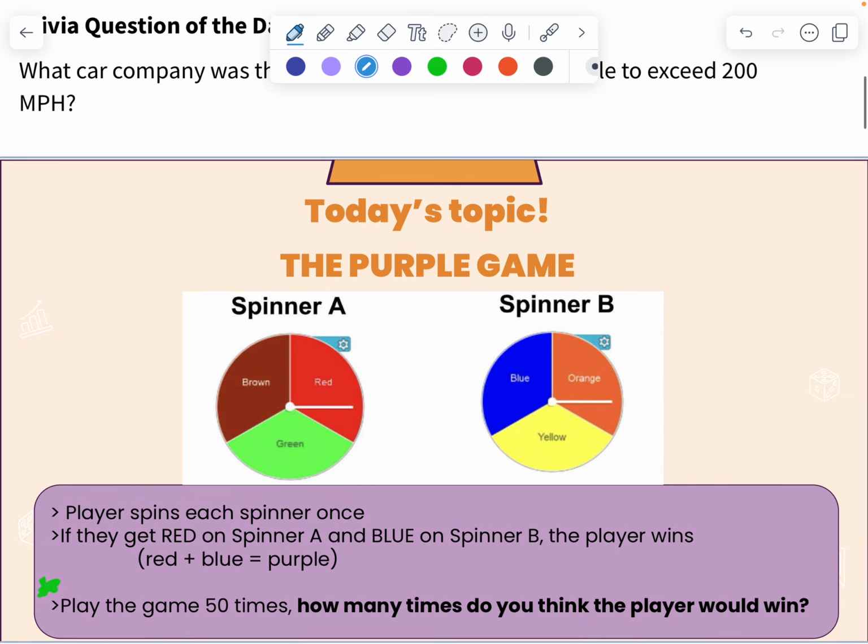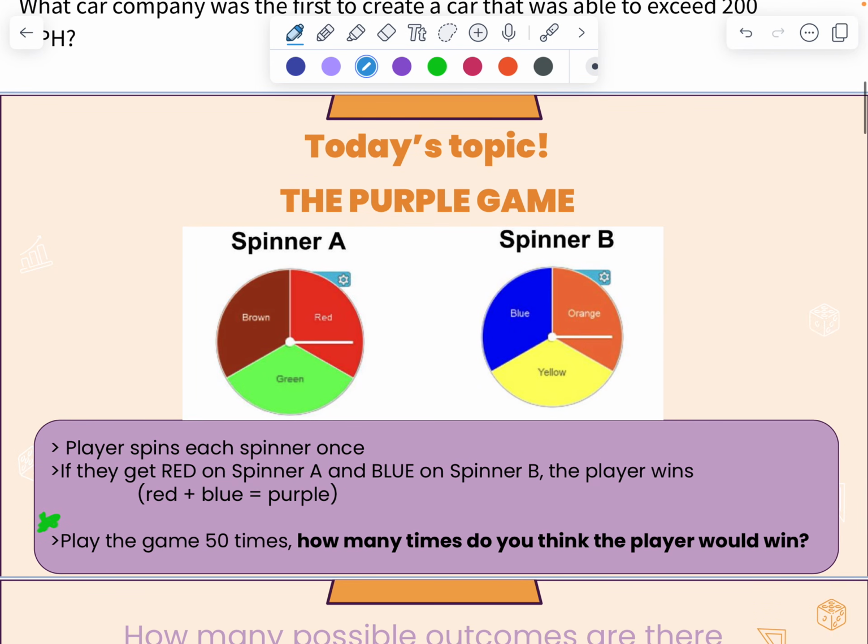This scenario is kind of like a carnival game. You'll see down here that I have not very well starred. That was supposed to be a star in green. We're going to ask the same question. If someone plays our game 50 times, how many times do we think that they're going to win?